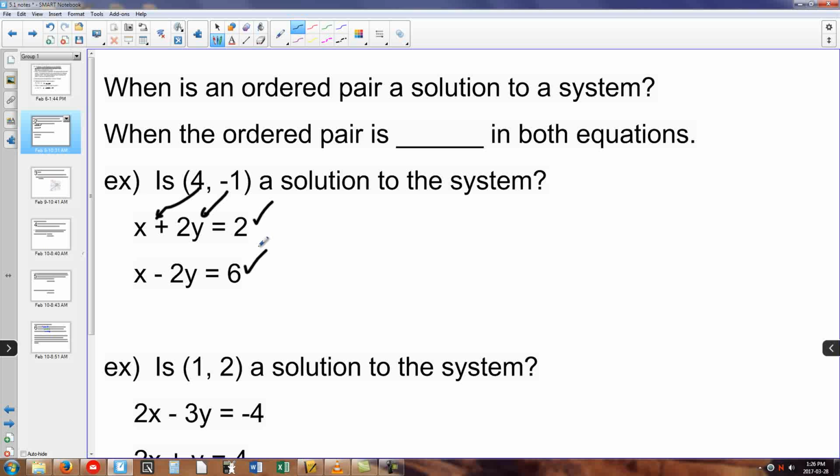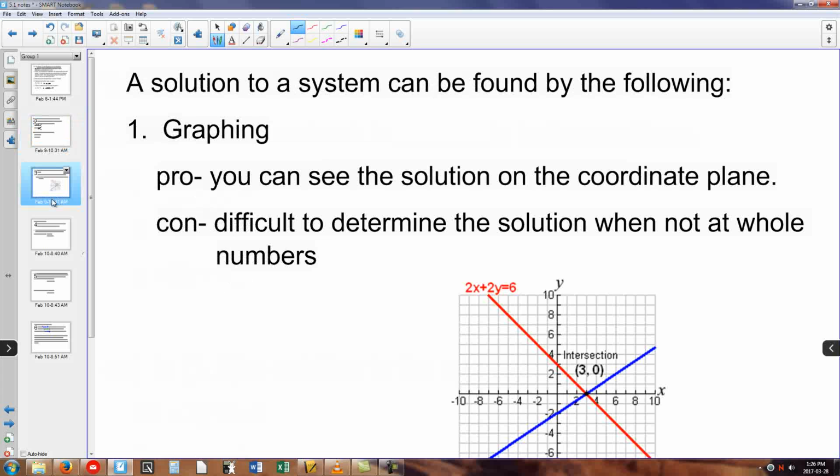So in this case, we would say that 4, -1 is a solution. If it's true in one of them and false in the other, like for instance if this 6 became an 8, then we would have to reject it because it wouldn't work. And so this would not be a solution to the system. System means that there's more than one.